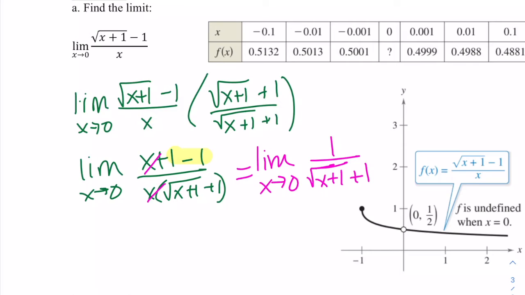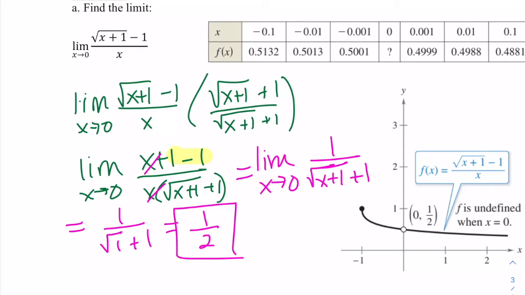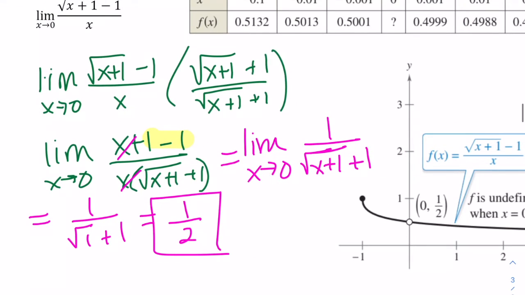The limit as x approaches 0 of 1 over the square root of x plus 1 plus 1. And now let's try direct substitution. So we have 1 over the square root of 0 plus 1, which is just 1. So we have 1 over 2. And you can see from the graph, again, as x approaches 0, we get 1/2.